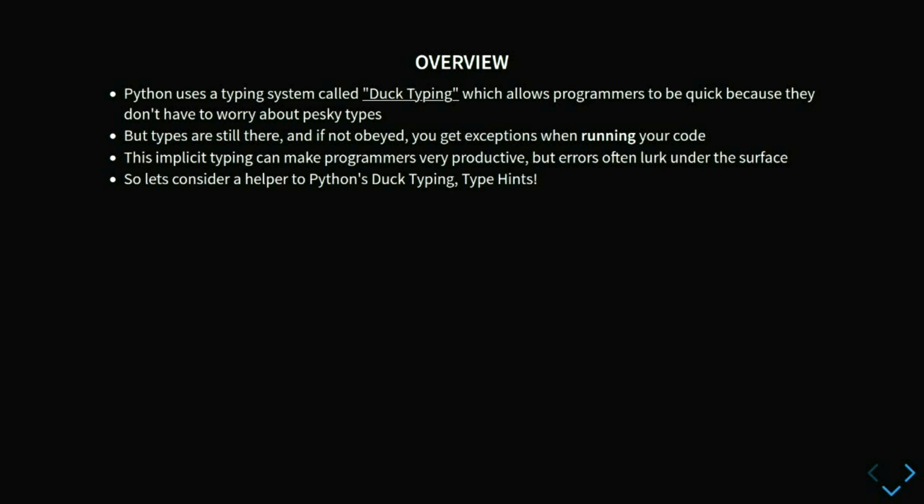But the issue is that we don't have to think about types, but types are still there. And if we don't pass the correct types to a function, then we will have a problem. We will have an exception. So you've got the trade-off. You're extremely productive and fast, but errors can still be there. So what this talk is looking at is where we get a helper to help us with finding those errors early on, which is the type hints.